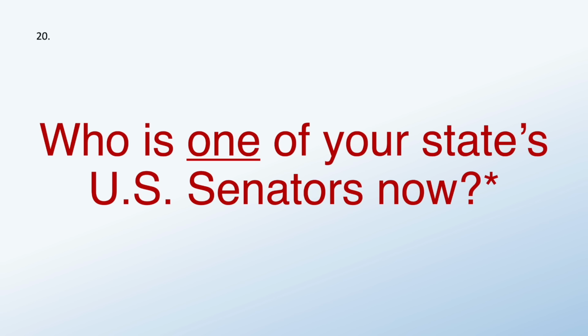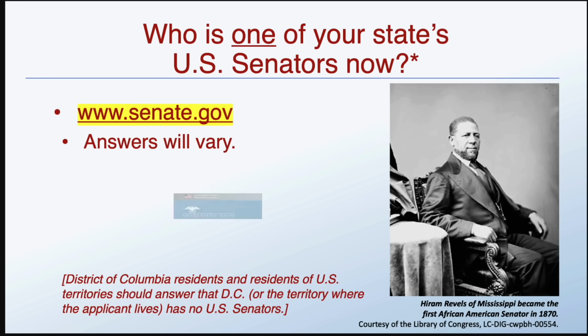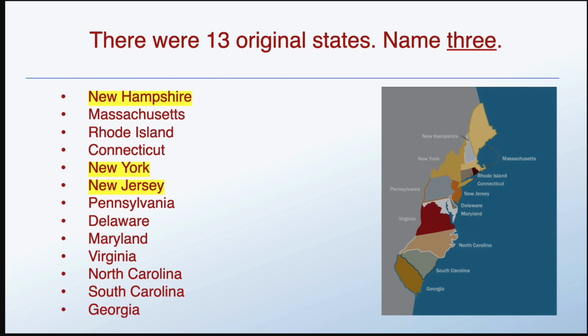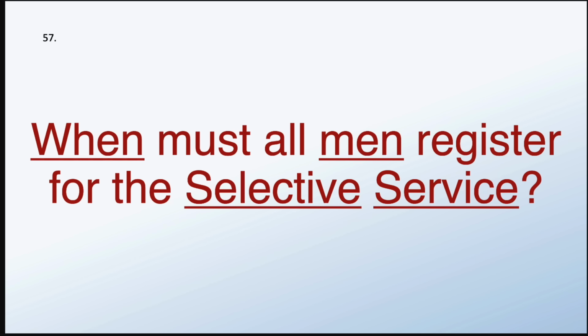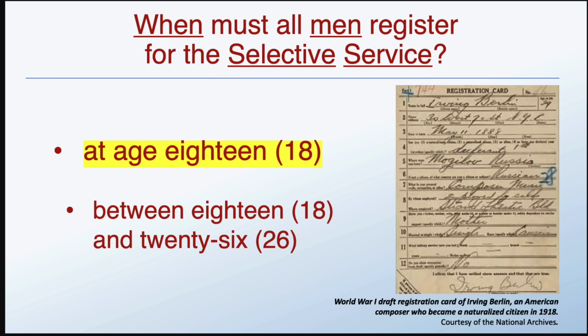Who is one of your state's U.S. senators now? Answers will vary depending where you live. There were 13 original states. Name 3. New Hampshire, New York, New Jersey. When must all men register for the Selective Service? At age 18, or between 18 and 26.